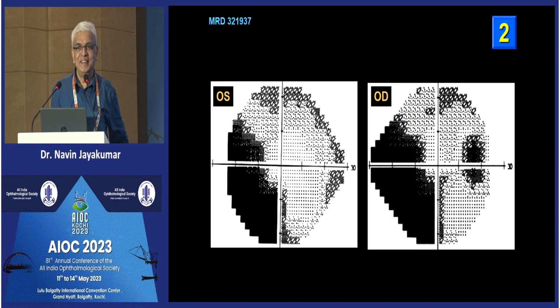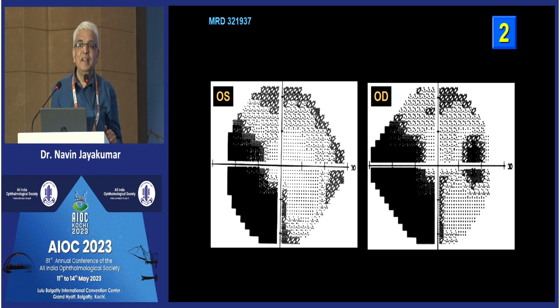Now, where is this? Optic tract. This is an incomplete homonymous hemianopia. You can see both the defects are on the left side. This is a left incomplete homonymous hemianopia. But what about the pattern between the 2 eyes? Is it exactly the same?